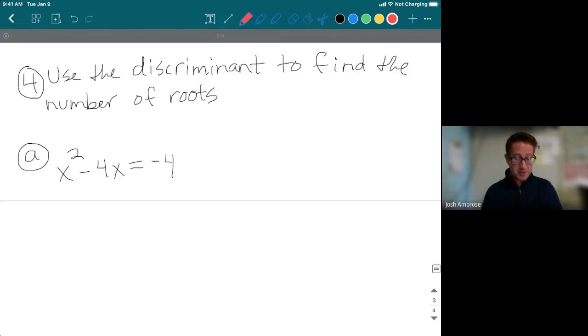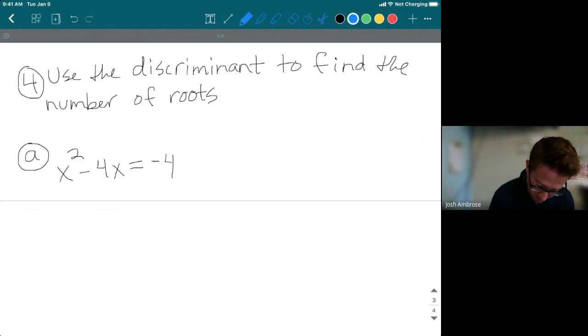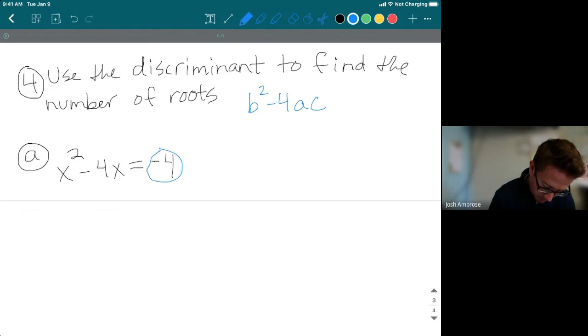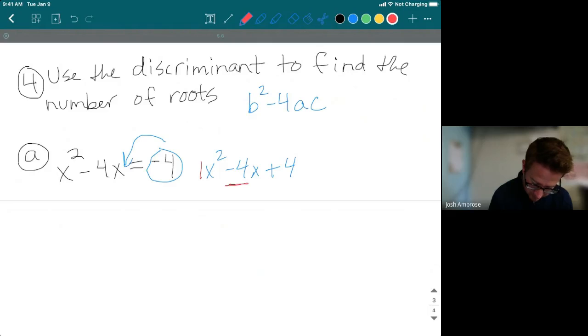Okay, let's move on to our last 2 example problems here. We're getting the discriminant, and remember, the discriminant is just the b squared minus 4ac. No square root, nothing else involved with it. So let's take this negative 4, move it over here. We have x squared minus 4x plus 4. All right, so our a is 1, our b is negative 4, and our c is a positive 4.